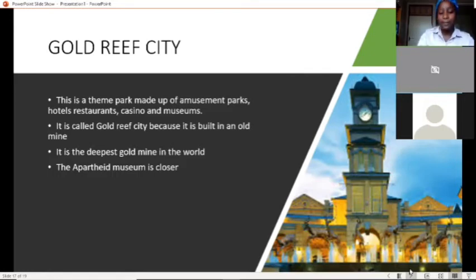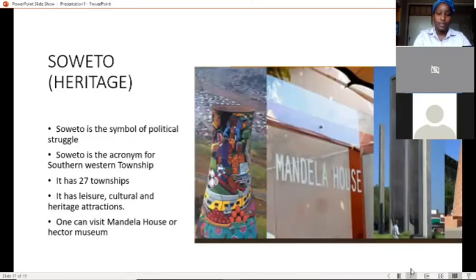The Gold Reef City is situated in Gauteng. As we all know, Gauteng is the place of gold, right? And the Gold Reef City, it is the deepest gold mine in the world. So when you are there, you get a chance to see how gold is made, right? You get to get inside the mine, everything. So it is quite interesting. And also the Apartheid Museum is closer. It's in there, right? Yes, ma'am. So it is a quiet place to be, right?